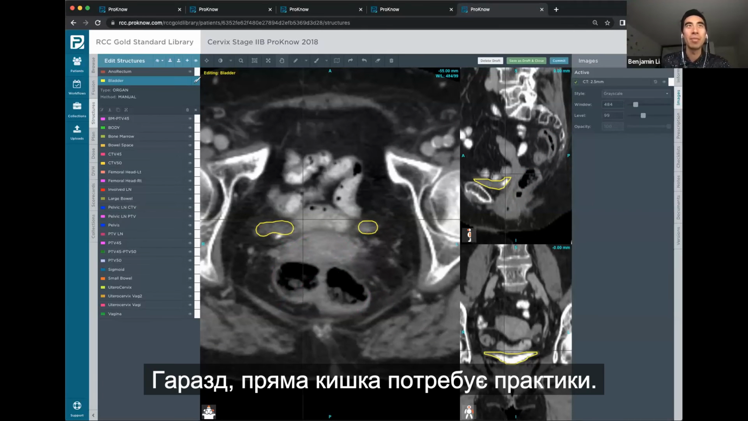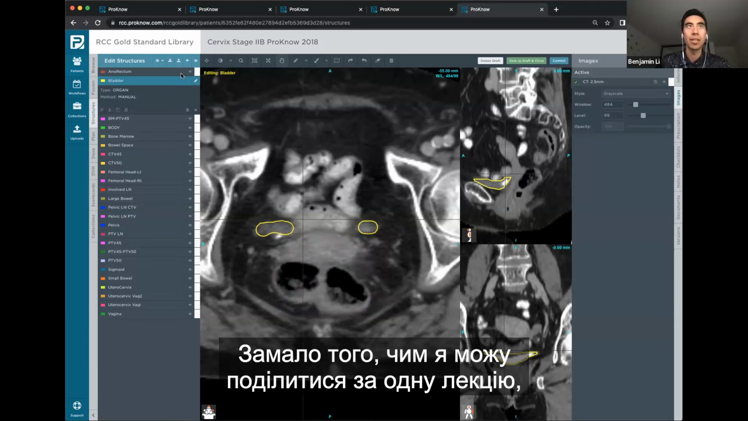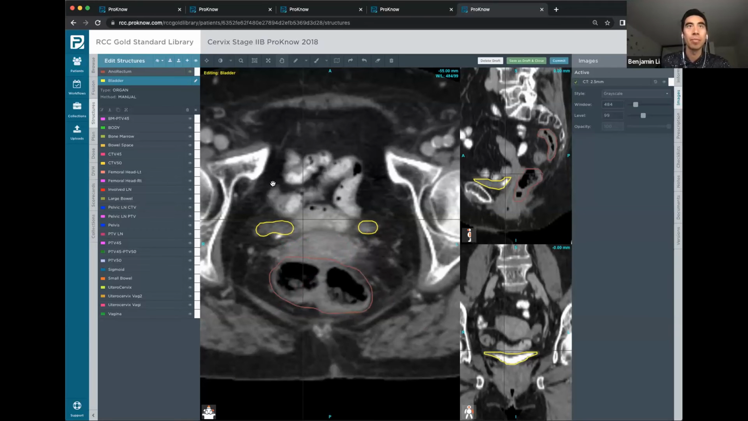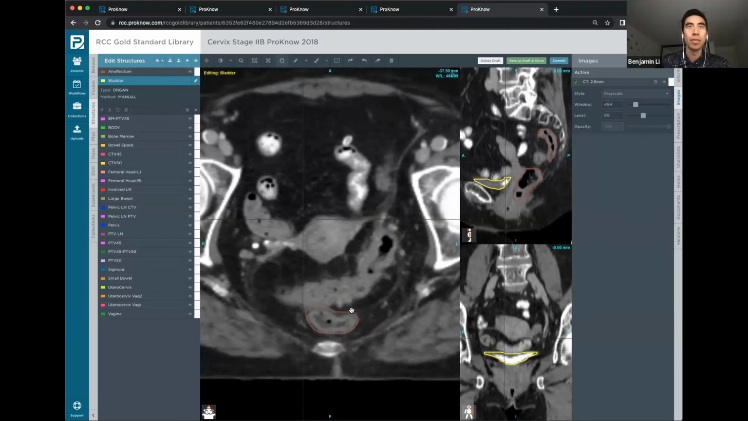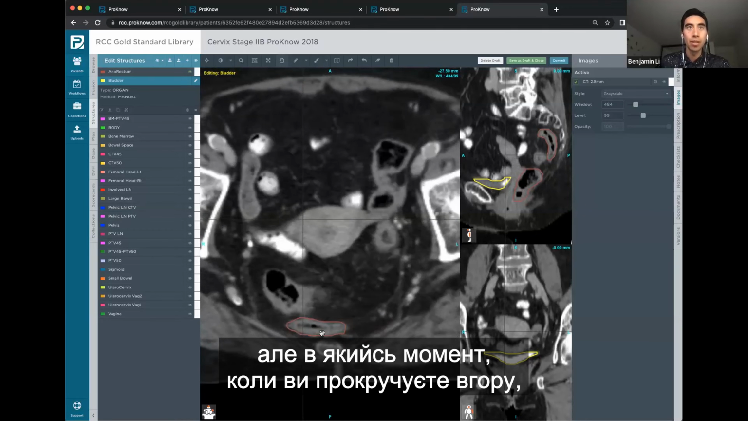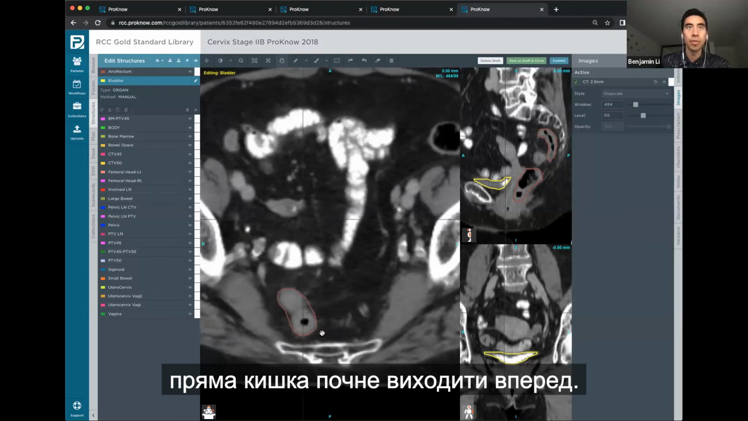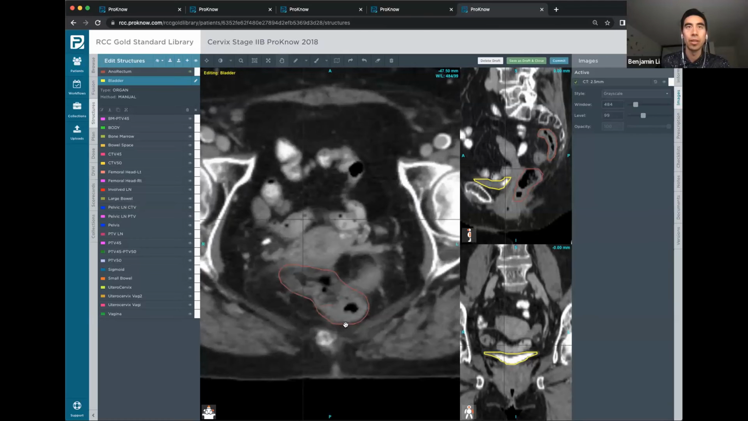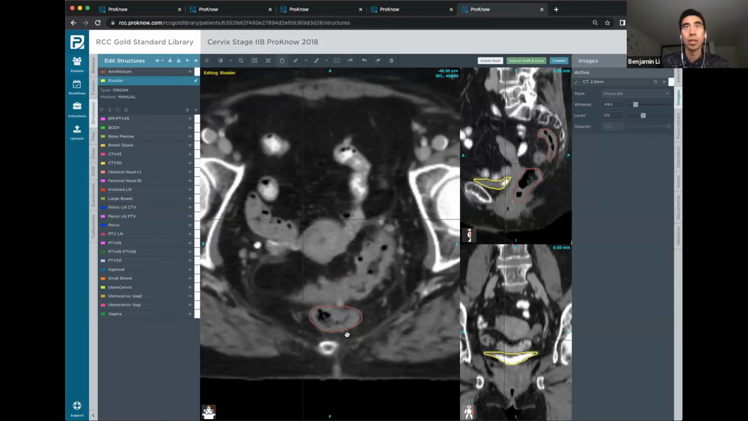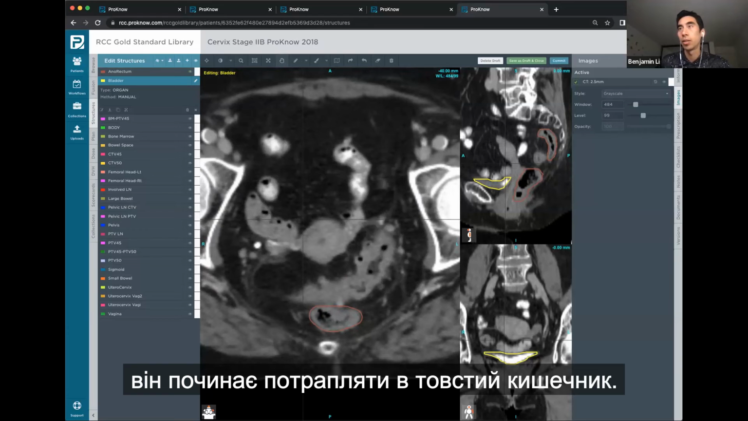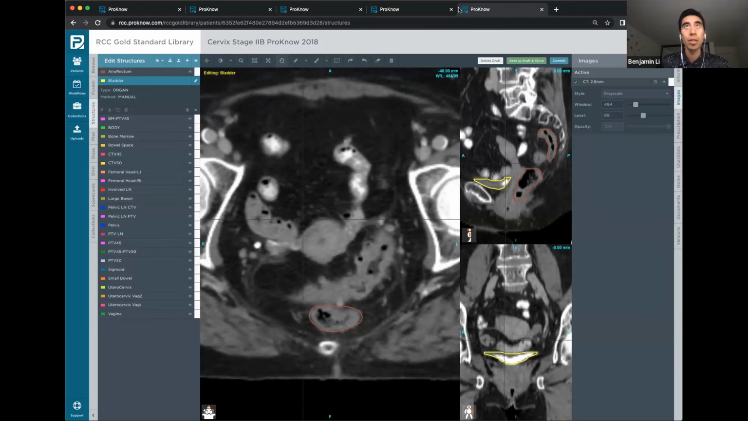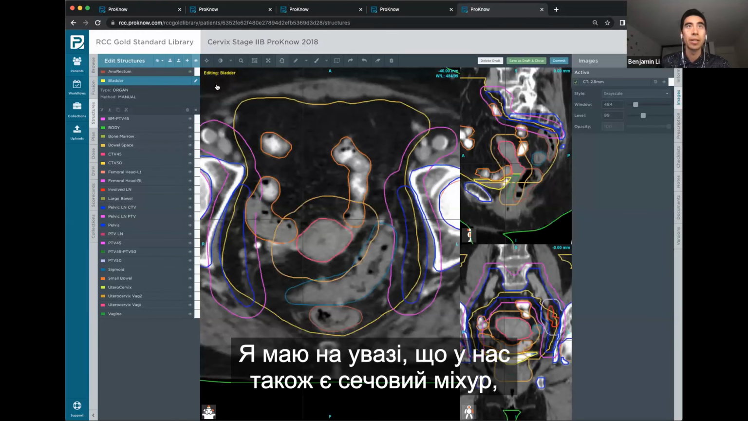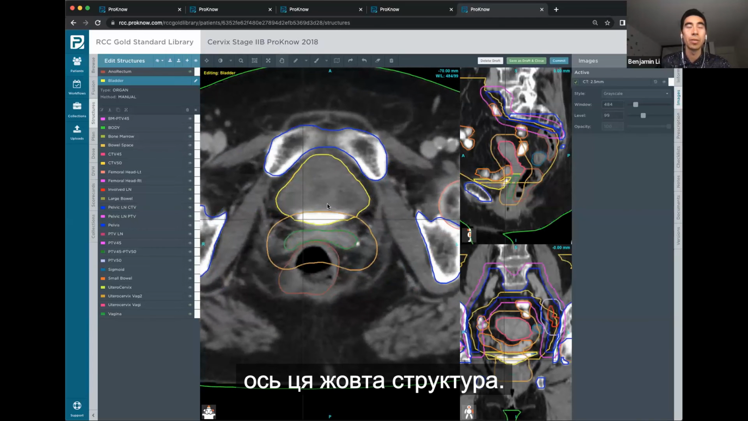Okay. Rectum takes practice. Not enough that I can share in just a single lecture. But at some point when you're scrolling up, the rectum will begin to go anterior, and when it goes anterior, it starts to go into the large bowel. So we also had the bladder, this yellow structure here.